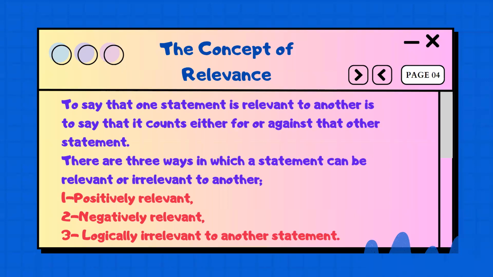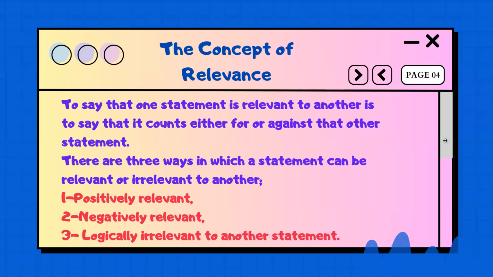And the concept of relevance: to say that one statement is relevant to another is to say that it counts either for or against that other statement. In other words, a statement is relevant to another statement if it provides at least some reason for thinking that the second statement is true or false. There are three ways in which a statement can be relevant or irrelevant to another.